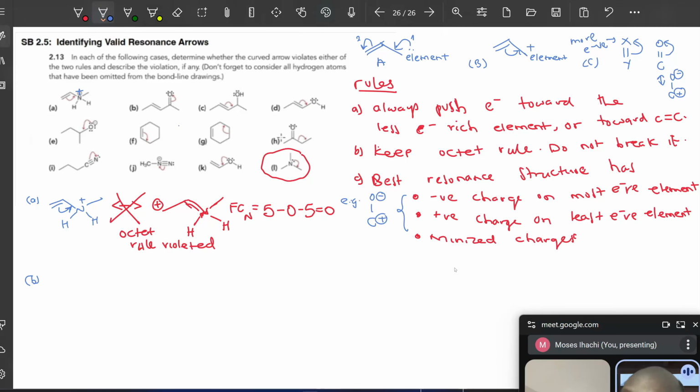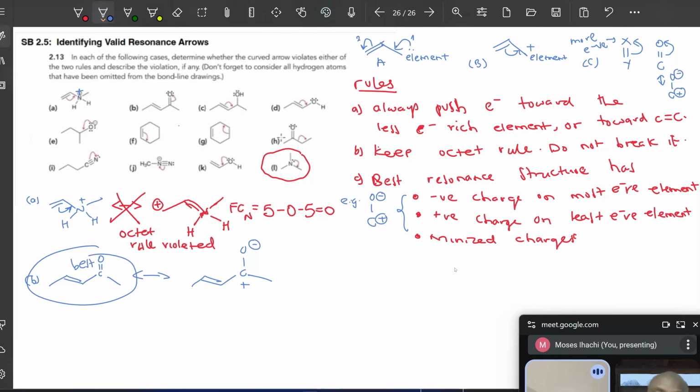And then for B, look at it. Is there any violation? No, there's no violation. We're just going to get a negative charge on the oxygen. That's it. But that doesn't violate any rule, right? No. But the best structure will be, this will be the best, the one with the negative. Oh no, the one with minimal charges.